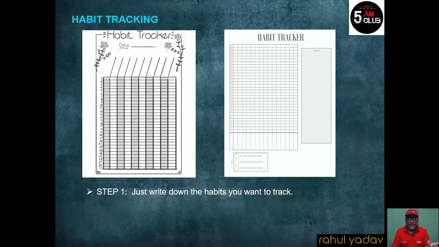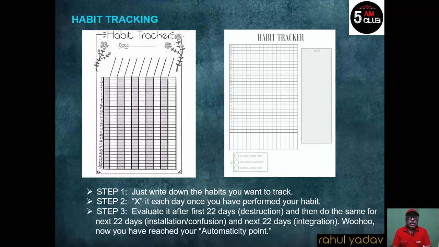Okay, 4 or 5 habits maximum, 3 to 4 habits, maximum 5. Not more than that. And whenever you perform one habit, you have to write your habit over here, second habit over here, third over here, fourth over here, and fifth over here.